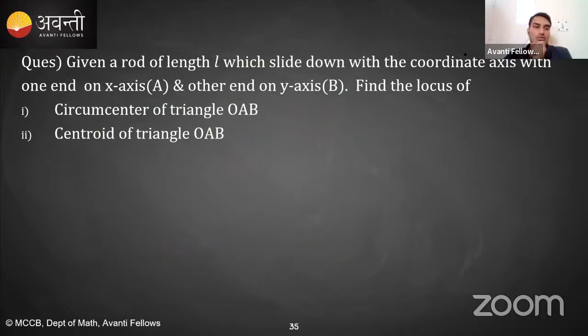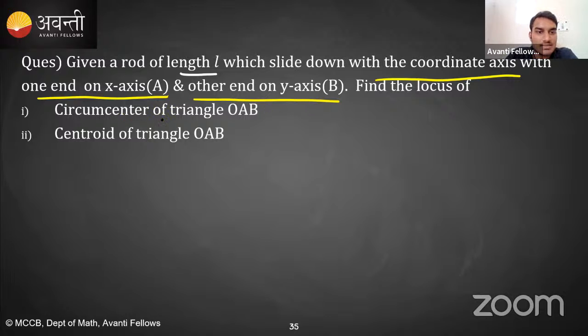Let's see one more question on it. Okay, one more question. So the question is saying that given a rod of length L, which slides down with the coordinate axis with one end on the x-axis and another end on the y-axis, find the locus of the circumcenter of triangle OAB and the centroid of the triangle. Let's come to the locus later, first let's analyze the given situation.